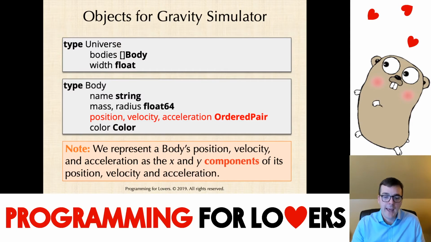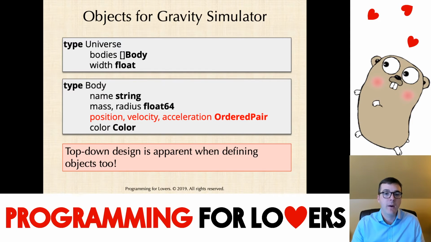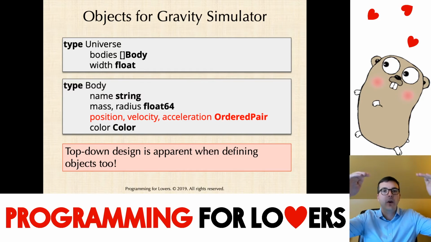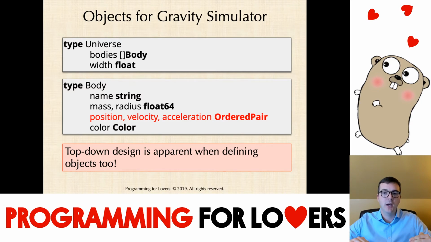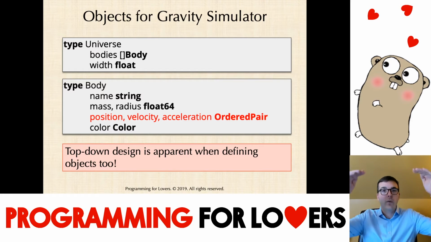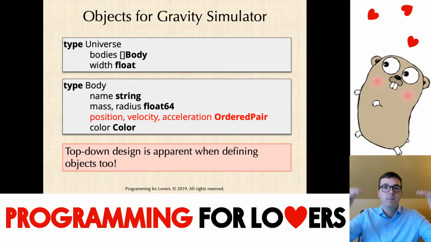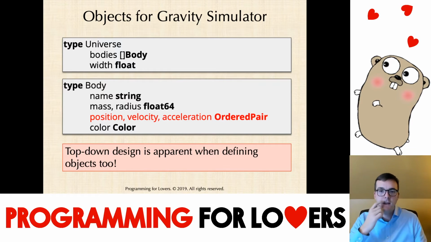For now, I just want to point out that top-down design has become apparent when you're defining objects here too. It might make sense to think about the universe first, and then once you realize that you're going to need an array of bodies, to think about what fields those bodies will need, and that leads us to an ordered pair object, which we've actually already defined, as well as perhaps a color object when we draw this. And you could add more fields to the body object, but you see the idea that just as when we wrote functions to do something like simulating a cellular automaton, we planned them top down and worked out the details as we went.